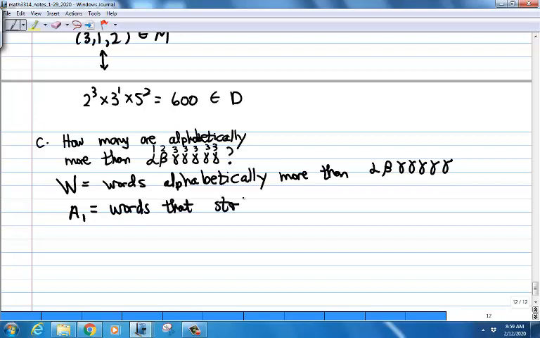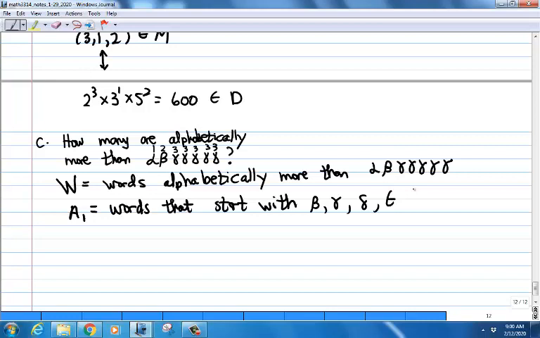So words that start with, what are our choices there? Beta, gamma, delta, epsilon, correct? Because those words are definitely going to be in W, right? Okay. Now, what else here, Sean?